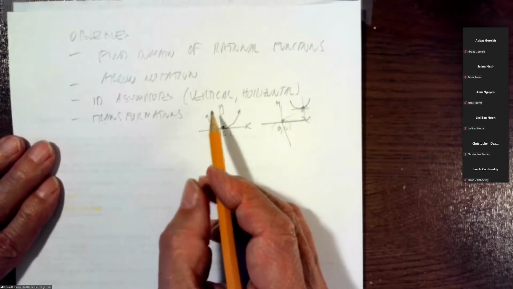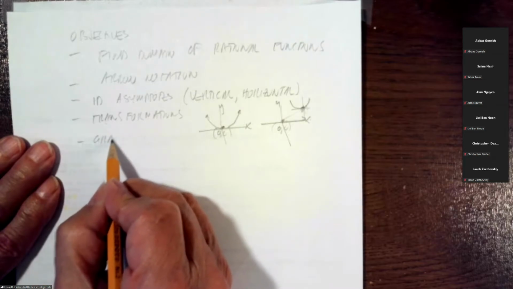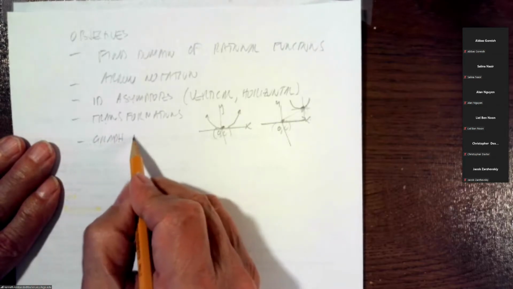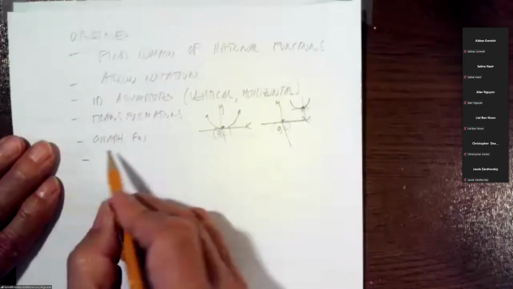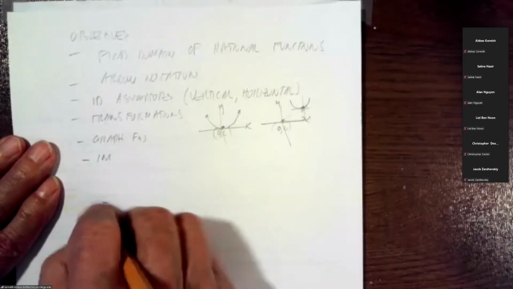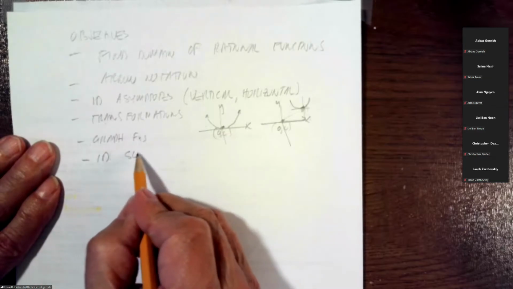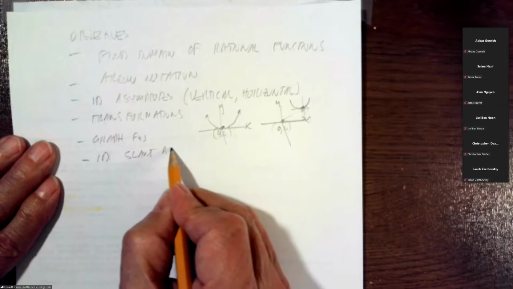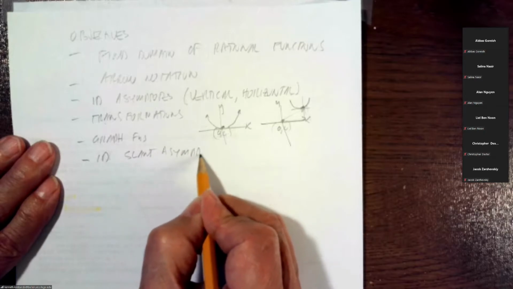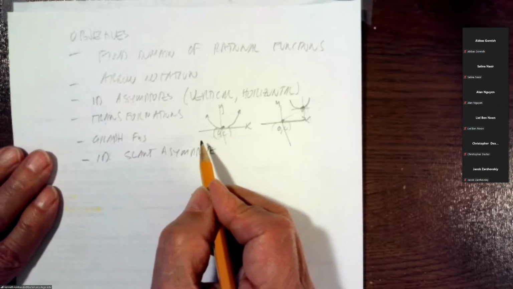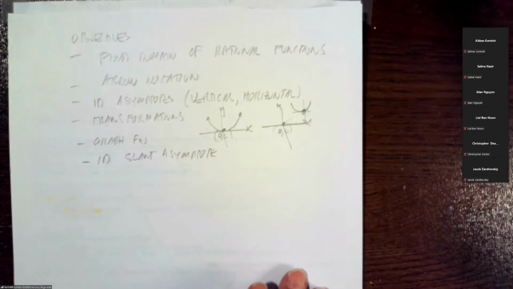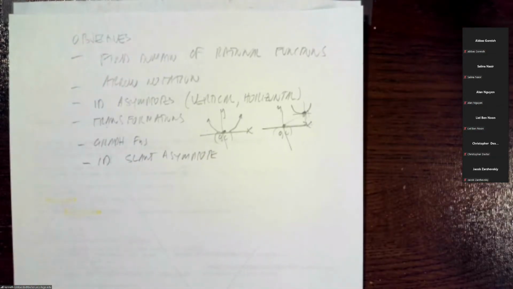We want to be able to graph these functions. And we want to be able to identify, I'll just put ID, something called a slant asymptote. Okay, so those are the objectives of this section. And now we'll see if we can go through some example problems.